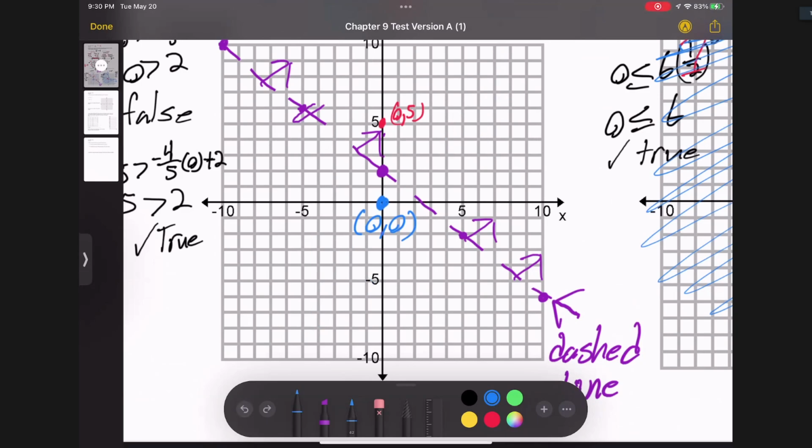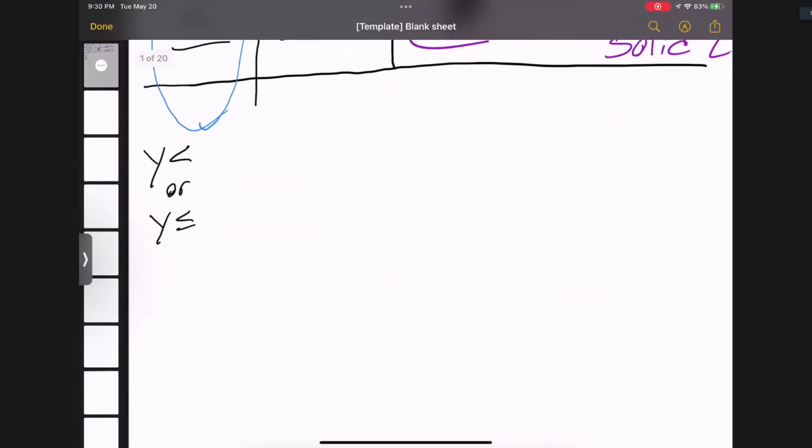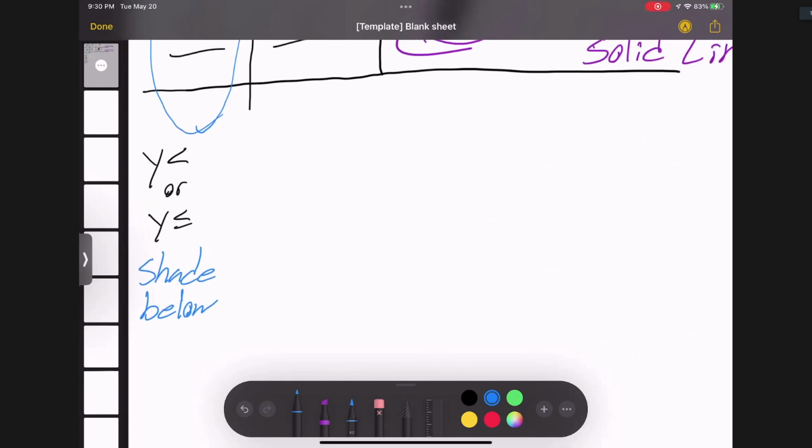So let me go back to my little notes over here. If you see y is less than, you shade below. If you see y is greater than, or y is greater than or equal to, where do you think you're going to shade? You're going to shade above.